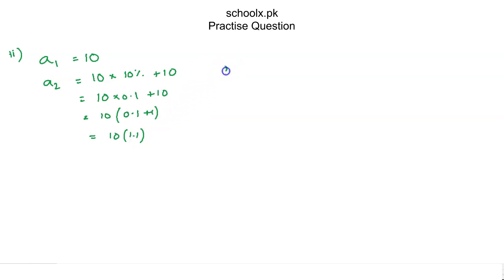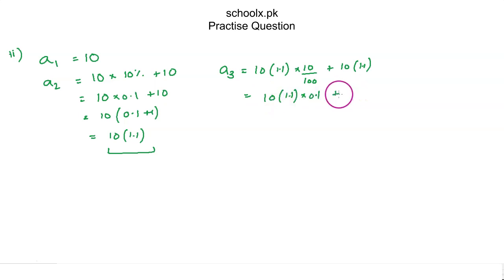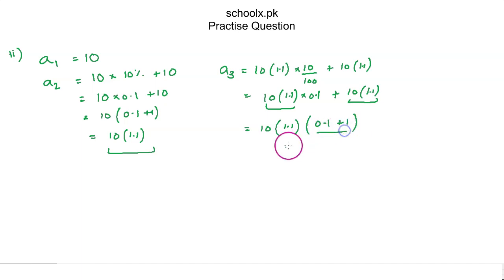And on the third day, the water loss is 10% more than this one, right? So it will be 10 times 1.1 into 10 over 100, which is 10%, plus 10 times 1.1. If we solve this, we'll get 10 times 1.1 into 0.1 plus 10 times 1.1. Now if I take 10 times 1.1 as common, we'll get 10 times 1.1 into 0.1 plus 1. So this term gets equal to 1.1: 10 times 1.1 into 1.1.